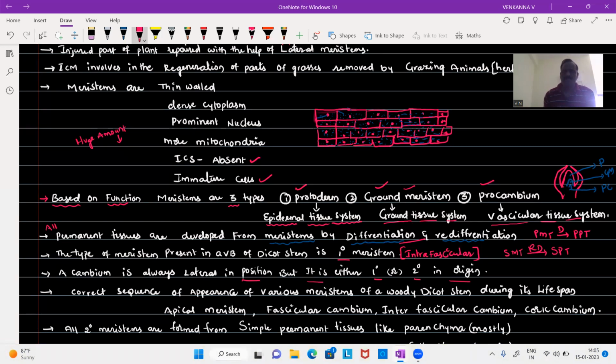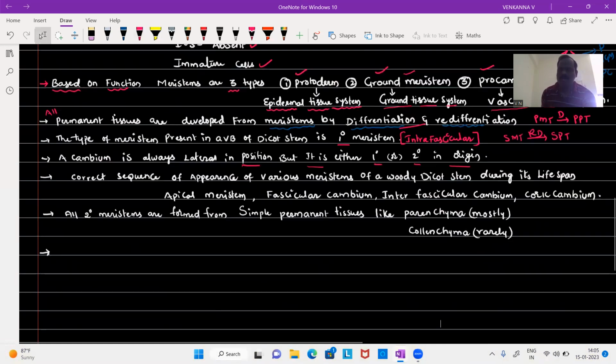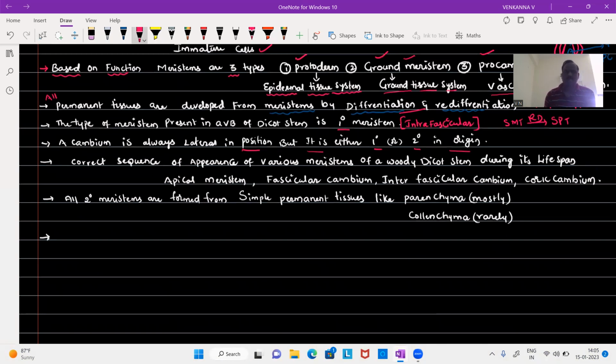The correct sequence of appearance of various meristems of a woody dicot stem during its lifespan is: one, the apical meristems, the first formed meristems. After that, fascicular cambium and interfascicular cambium. Lastly, cork cambium. All secondary meristems are formed from simple permanent tissues like parenchyma and collenchyma. Mostly from parenchymatous tissue, also from collenchymatous tissue. Rarely, collenchyma also develops into meristem, but most of the secondary meristems are developed from parenchymatous tissue.